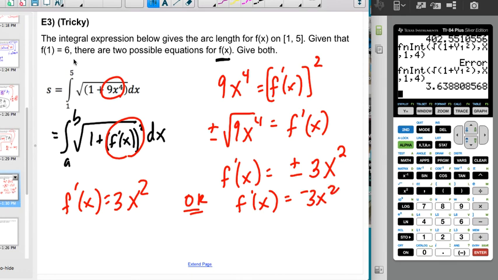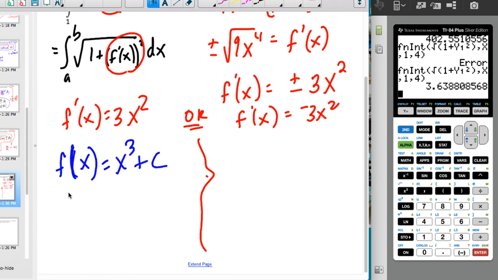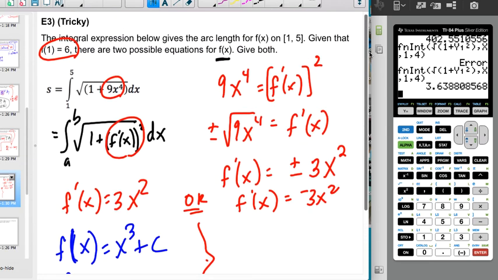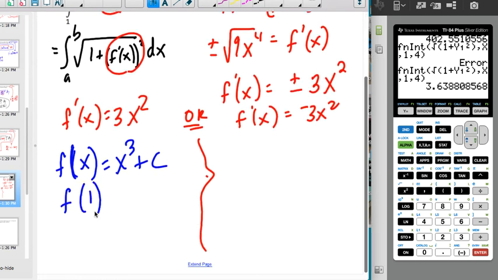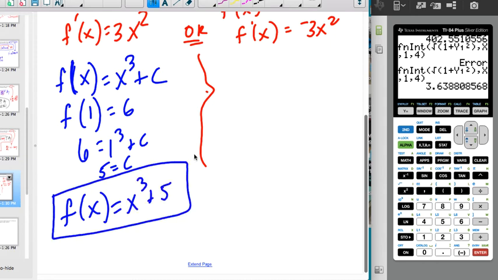Well, I have an initial value, so I can integrate to find f of x. There are 2 different options, which is what it said in the problem. It said there are 2 possible options. So if I integrate, f of x should be x cubed plus some c. I was told that f of 1 is 6. So 6 equals 1 cubed plus c. I get 5 as c. So the one option is f of x equals x cubed plus 5. Great. Okay, that's one option.